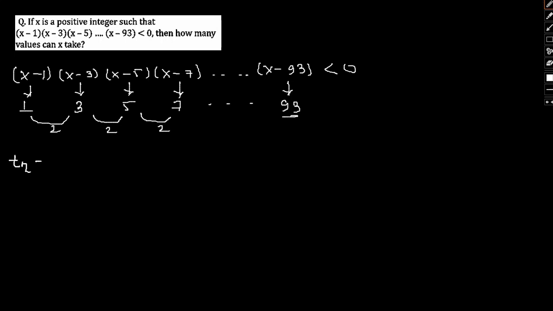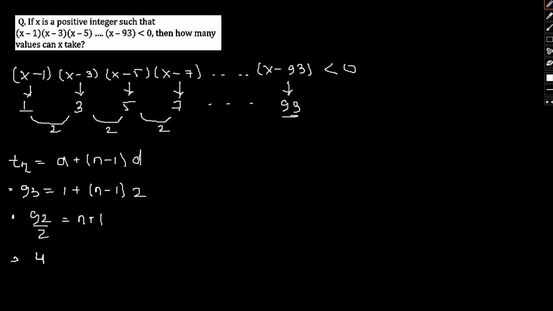We know the AP's term Tn is a plus (n minus 1)d. So 93 equals 1 plus (n minus 1) times 2, where d is 2. So 92 by 2 equals n minus 1, so 46 equals n minus 1. Hang on, sorry. Let me continue: n minus 1 is 43, so n equals 43. So we have 43 such terms.